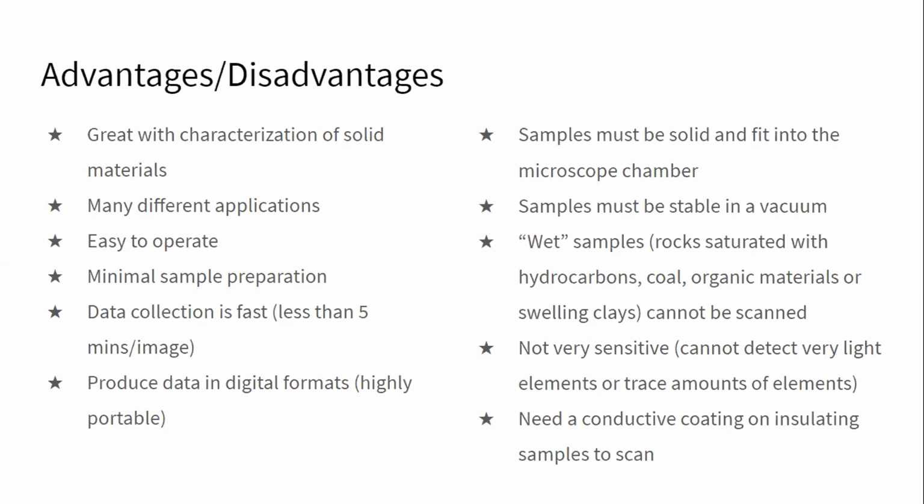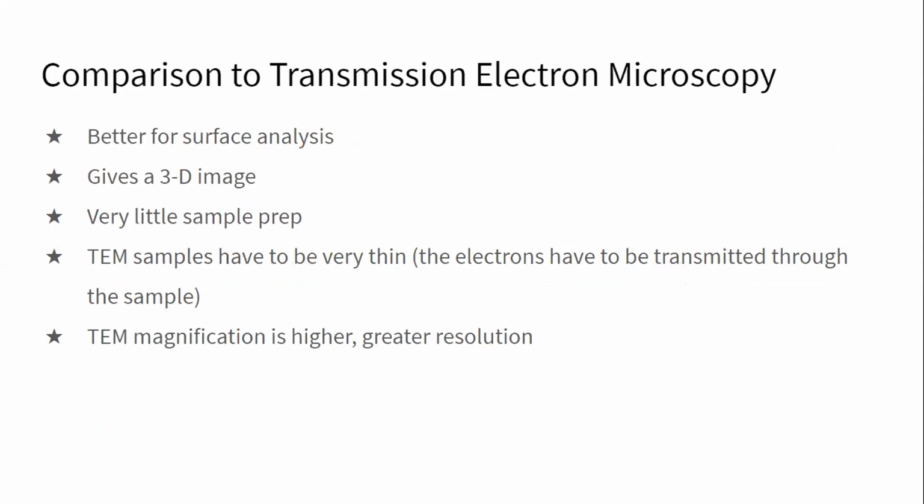it being solid can also pose a problem. Not everything that we want to look at is solid, and it also has to fit in the microscope chamber. They have to be stable in vacuums. They can't be wet. And then it's not very sensitive. So if there's really light elements or trace amounts of elements, it probably won't pick up on it. And then you need that conductive coating if it's insulating.